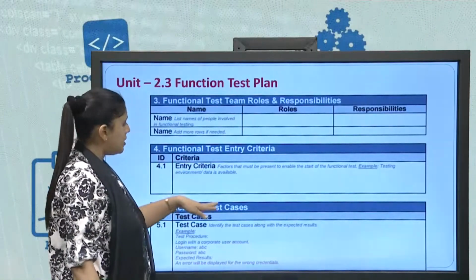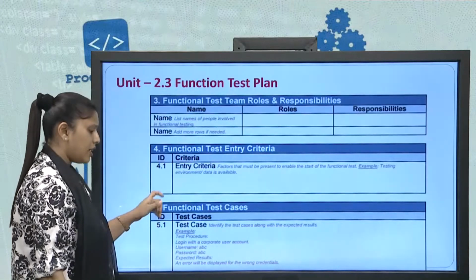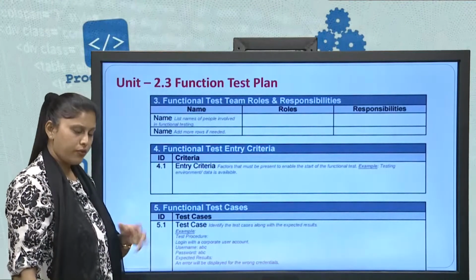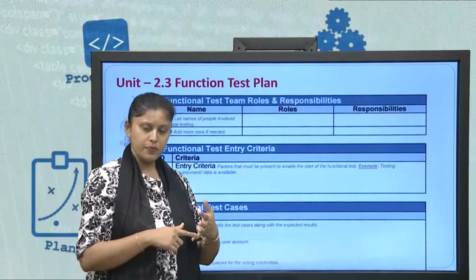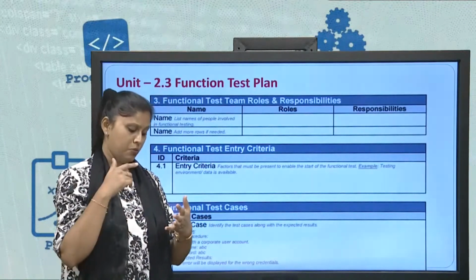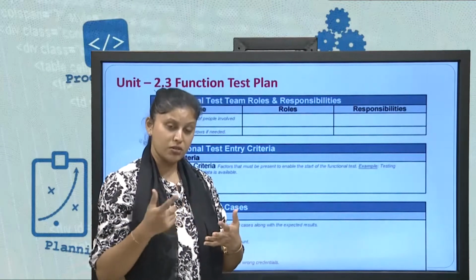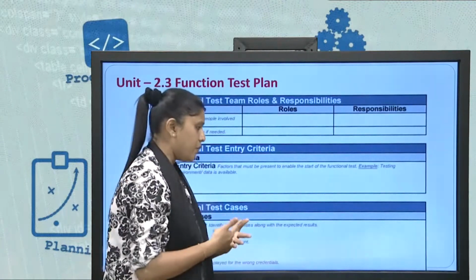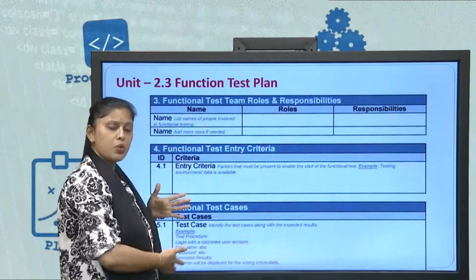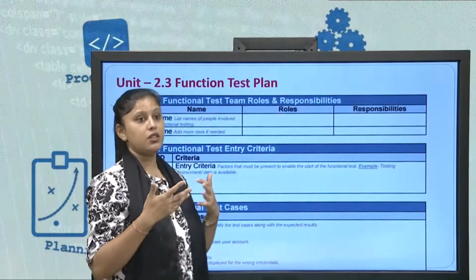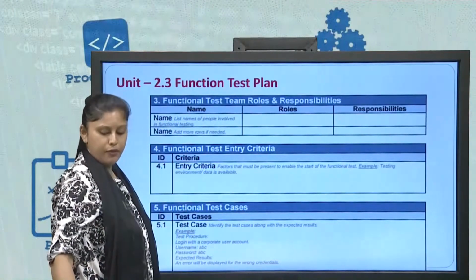Then there are functional test cases. These test cases are nothing but case 1, case 2, 3, 4, 5, whatever comes up. It includes the test procedures. Whatever you have done, the modules, the functions, the classes that you have tested, the methods within the class that you have tested, all that and its expected result, whether it is proper or not, all comes under criteria number 5.